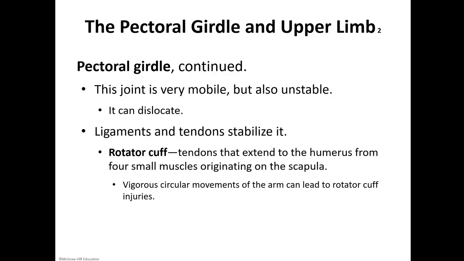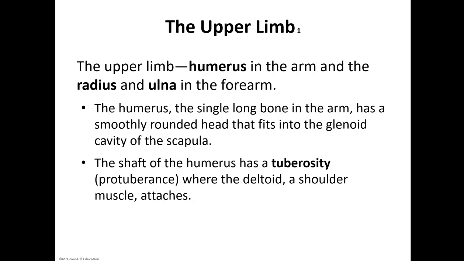The pectoral girdle is a joint that's very mobile, but also very unstable. It can dislocate. Ligaments and tendons stabilize this. The rotator cuff are tendons that extend to the humerus from the four small muscles originating on the scapula, also known as the rotator cuff muscles. Vigorous circular motion can cause the arm and the rotator cuff to be injured. The radius and the ulna make up the forearm.